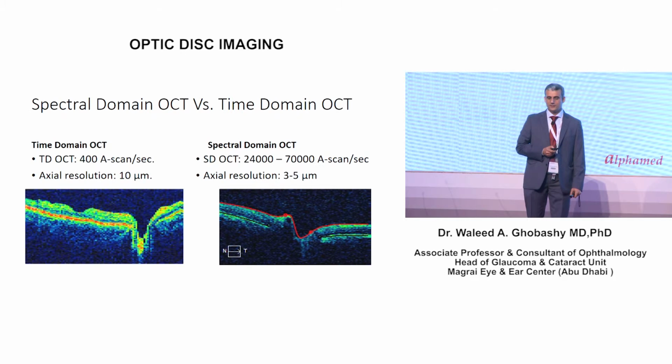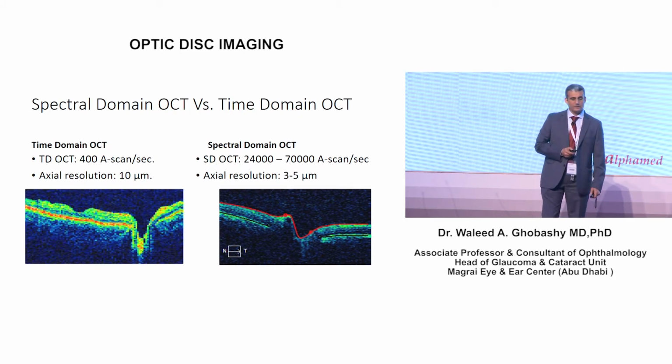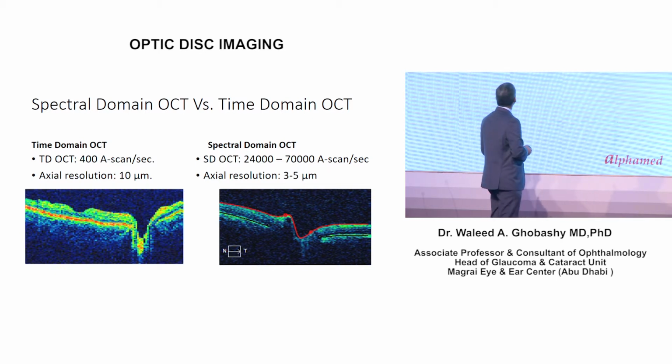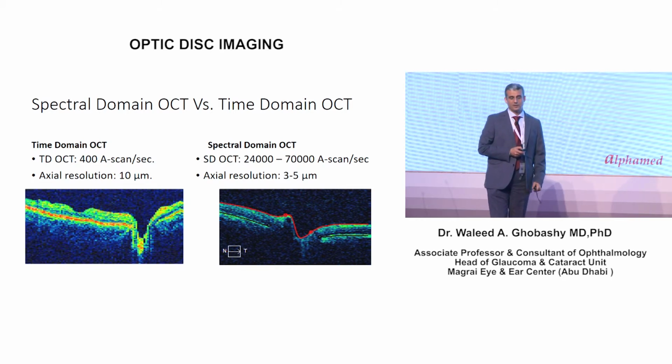So the difference is actually about speed and resolution. The time domain is much slower, we can only take about 400 A scans per second, in comparison to up to 70,000 A scans per second with spectral domain. And now with swept source, we have 100,000 A scans per second, and this definitely gave better resolution.